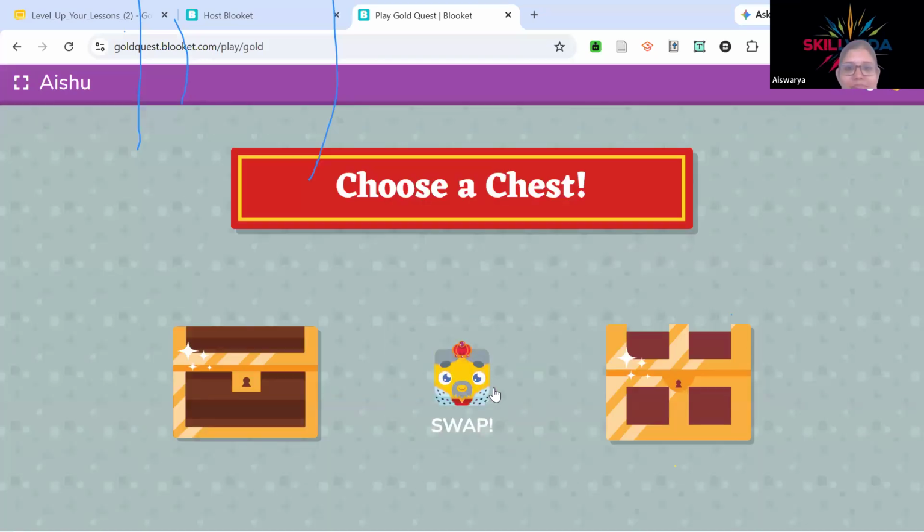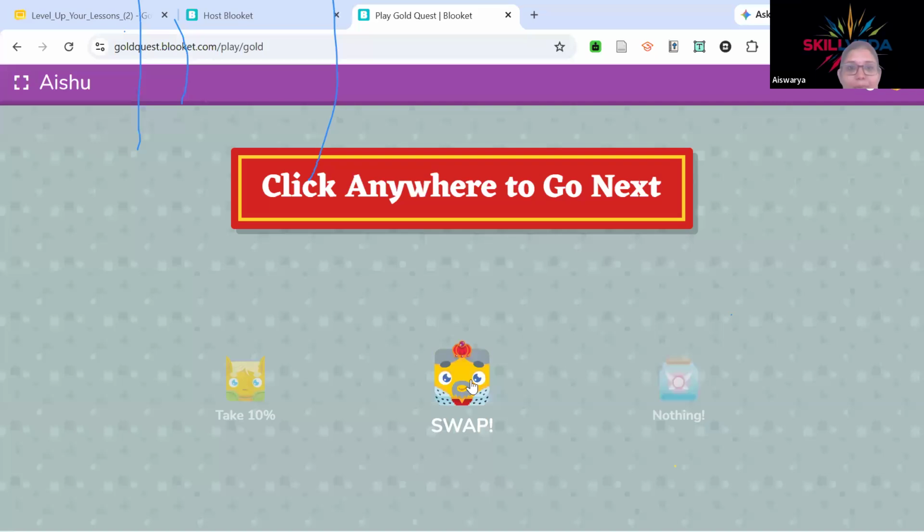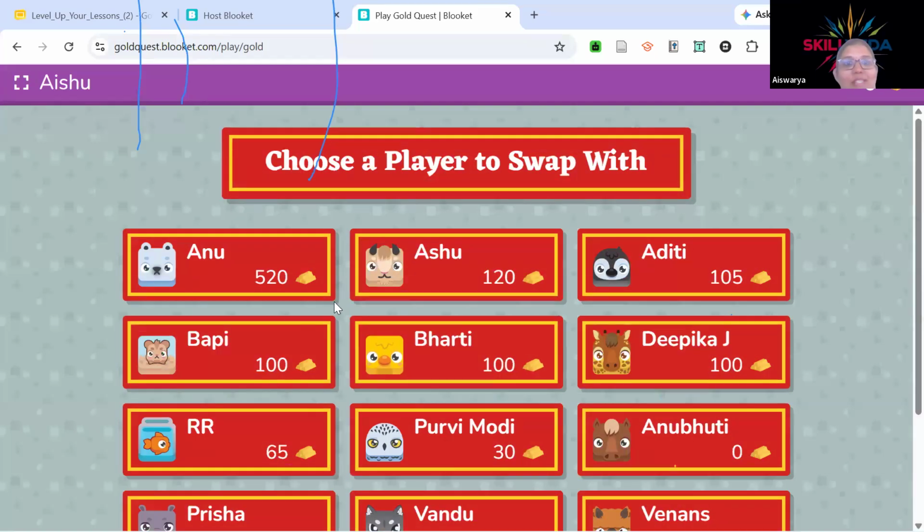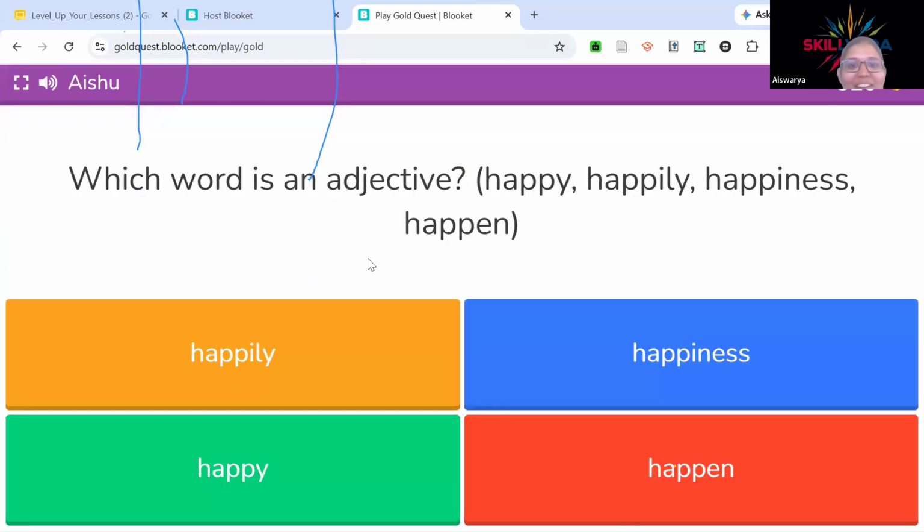I will try this time. So I can even swap. So what is this swapping? Oh, I can swap my money from people. That's great. So I will swap from Anu ma'am then. She has a lot of money.